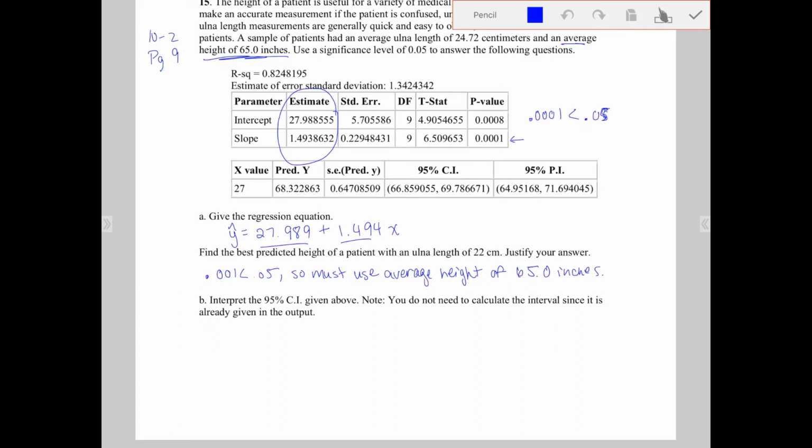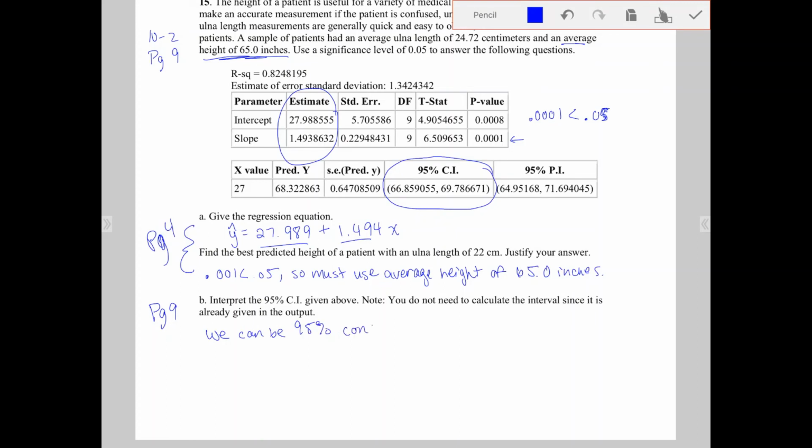And then B says interpret the 95% confidence interval given above. You do not calculate it because it's in the output. You know what? This part right here was on page 4. And this down here was the part that was on page 9. There you go. Okay, so the confidence interval is this right here.